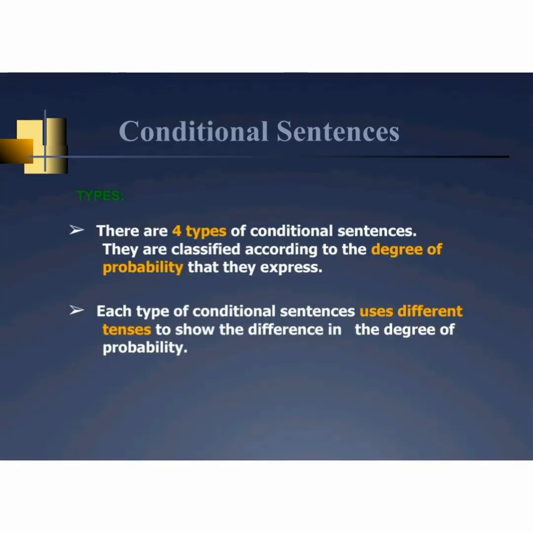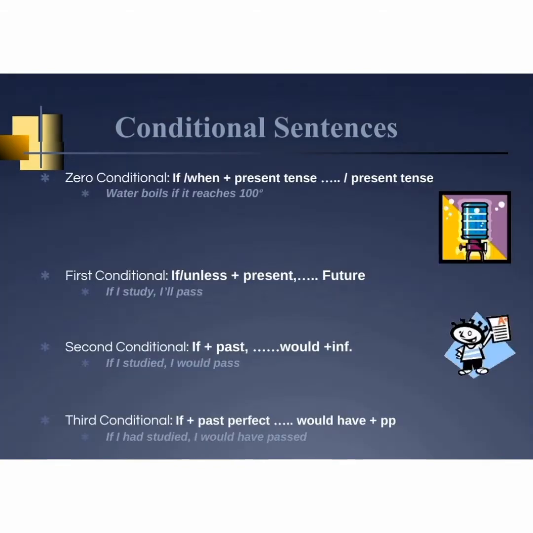Types of conditional sentences. There are four types of conditional sentences. They are classified according to the degree of probability that they express. Each type of conditional sentence uses different tenses to show the difference in the degree of probability.